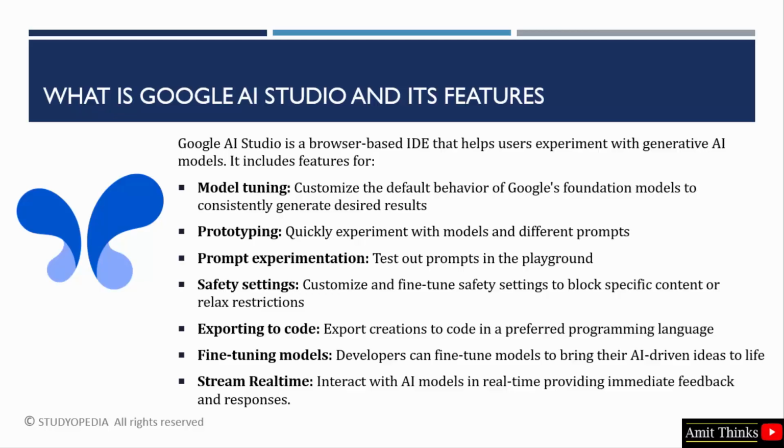You can also adjust model behavior with techniques like tuning and structured prompts. You can also set safety settings so that you can block specific content. Developers can also fine-tune models, and whatever you will create on Google AI Studio, you can easily get the code for it. With the real-time streaming feature in Google AI Studio, you can interact with AI models in real time, providing immediate feedback and responses.